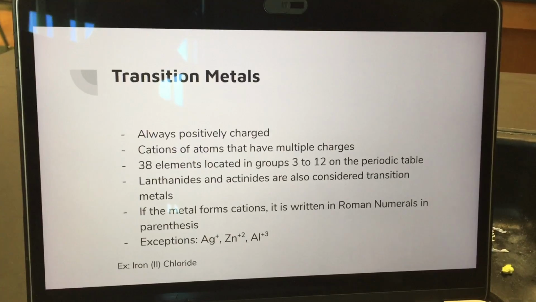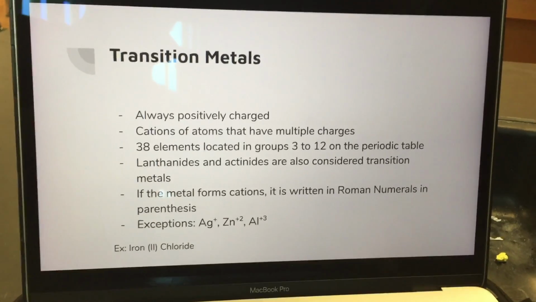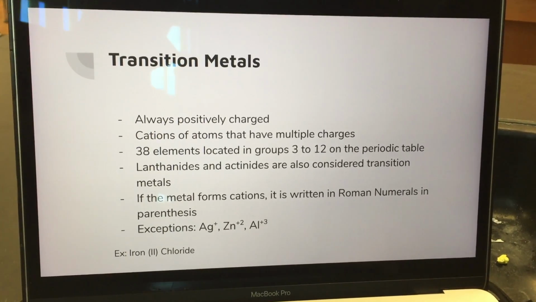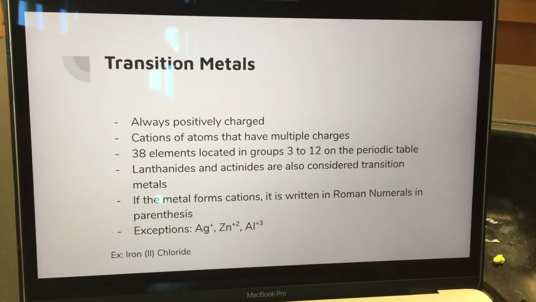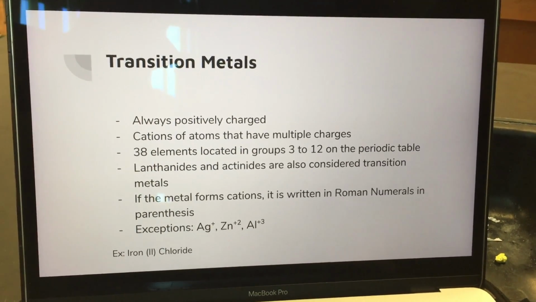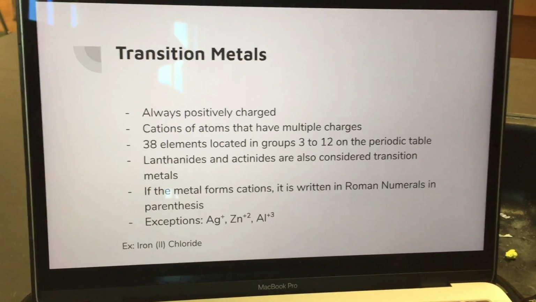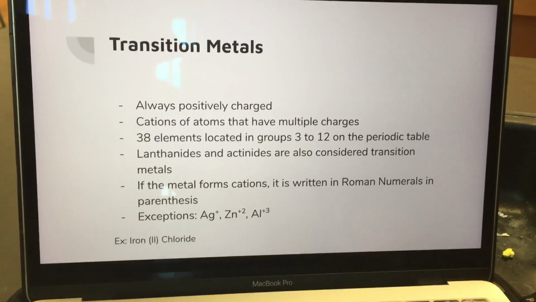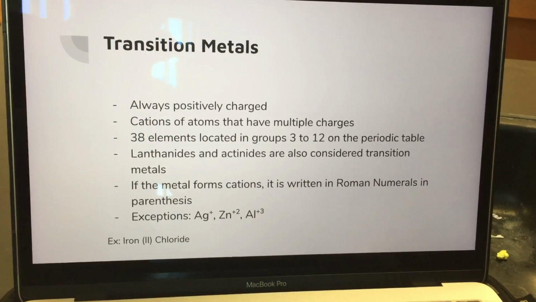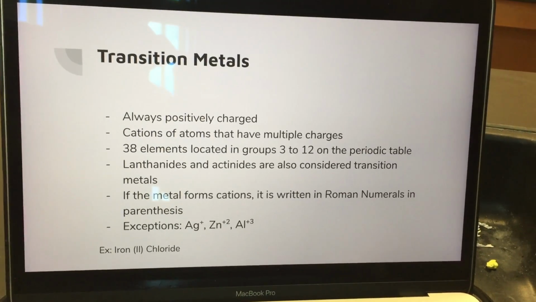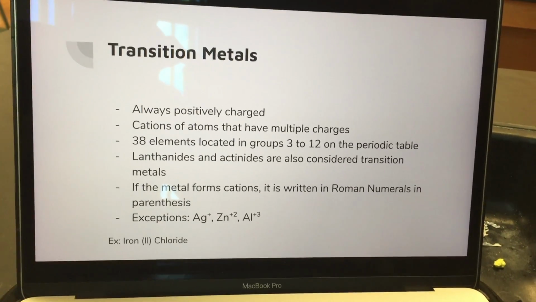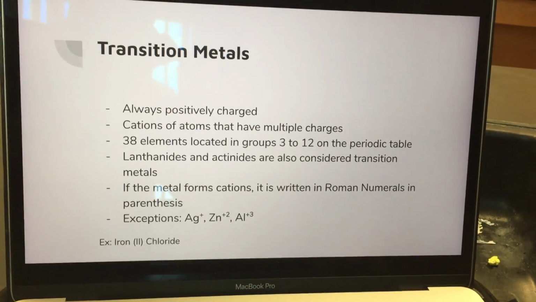Transition metals will, no matter what, always have a positive charge. There are cations of atoms that have more than one charge. If you are attempting to locate transition metals on the periodic table, they are 38 elements between groups 3 to 12. Besides those elements, lanthanides and actinides are considered transition metals.